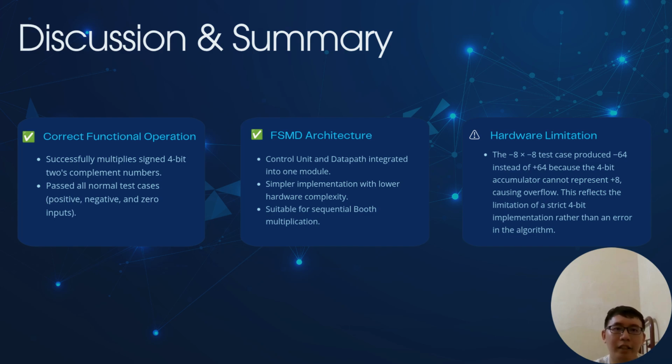However, we have a hardware limitation in the maximum negative value test case, where we produce a result of negative 64 instead of positive 64. This is because the 4-bit accumulator cannot represent the positive 64, so it causes the overflow. This reflects the limitation of a strict 4-bit implementation rather than an error in the algorithm.